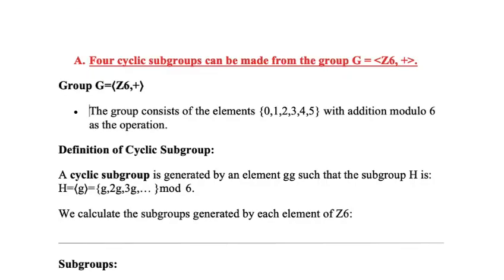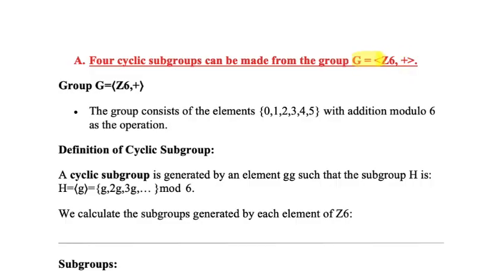Let's look at cyclic subgroups. Here is one example: four cyclic subgroups can be made from a group G equal to Z6, and the binary operation given is addition. So what does this indicate? Z6 means a group consisting of 6 elements, and we are going to perform the binary operation addition.